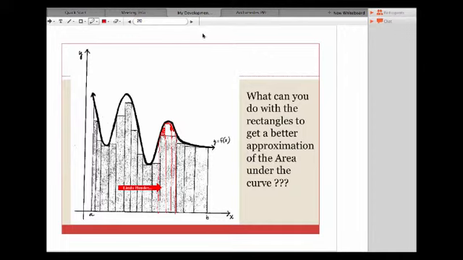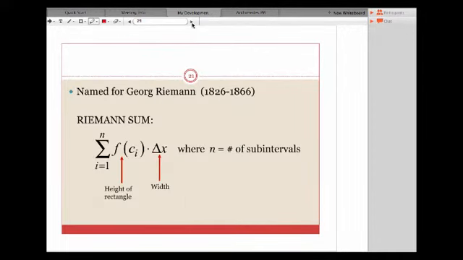Okay, so I mentioned this was named for a guy. It's named for Georg Riemann, German mathematician who lived from 1826 to 1866. Notice the dates during which he lived. It was after the Renaissance, like about 100 years after. So he did live after the discovery of the calculus in the 1700s by Newton and Leibniz. We'll be talking a lot more about that tomorrow.